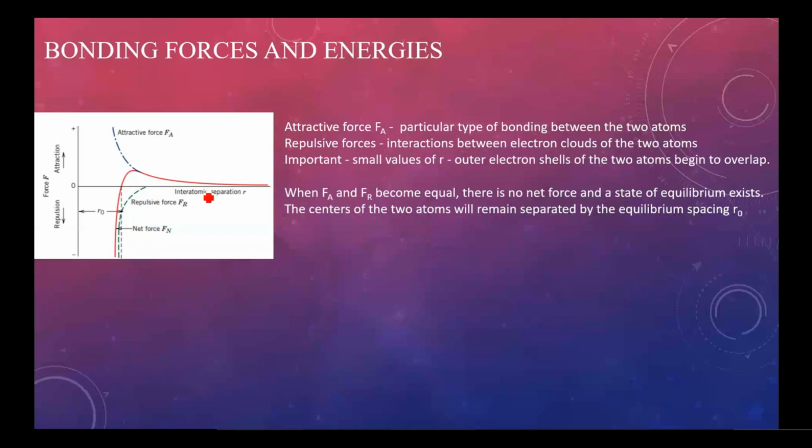On the graph, this red line, blue is the attractive force, green is the repulsive force. This red line is the net force that is acting on the system. At this point, the net force is essentially zero. This x-axis is showing the distance between the two atoms. So R naught, at this point where your force is zero, is essentially the equilibrium spacing. Clear enough?